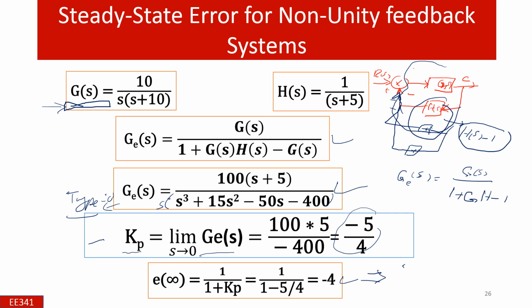If there is a type 0 system, then it is relevant to the position constant, and we are considering the step input. Usually the step input value is compared by this one, and this negative sign shows that if the original value is like this, and by passing through the controller it is equal to this one, it means the error value is higher than the input value.